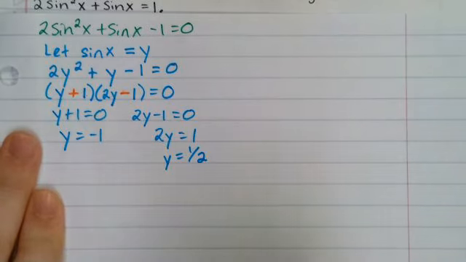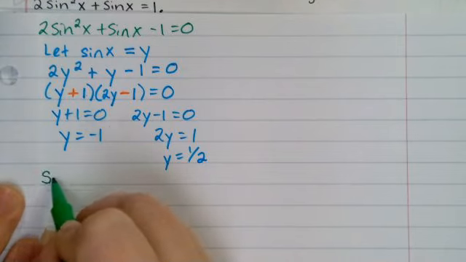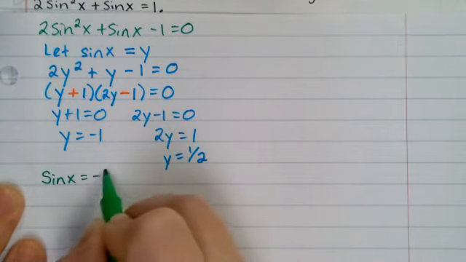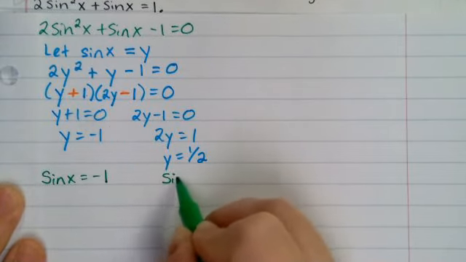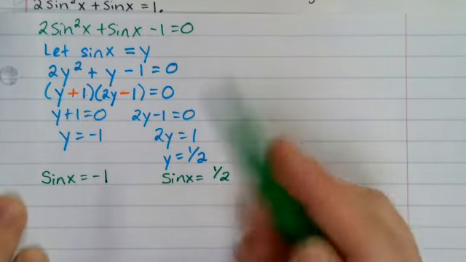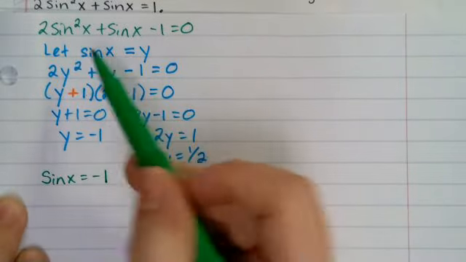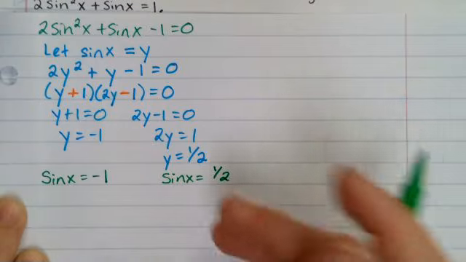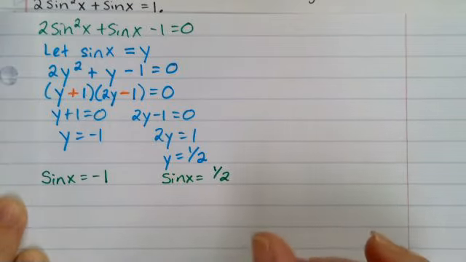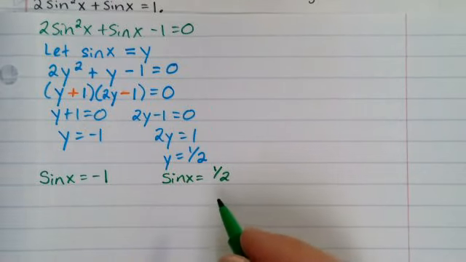So I'm going to go back and replace these y's with sines. I'm going to say sine of x equals -1, and sine of x equals 1/2. Now, I don't have any issues with what x can be here, because my original problem did not have a fraction. I did not have anything that would have restricted that domain. So x can be anything I need it to be.